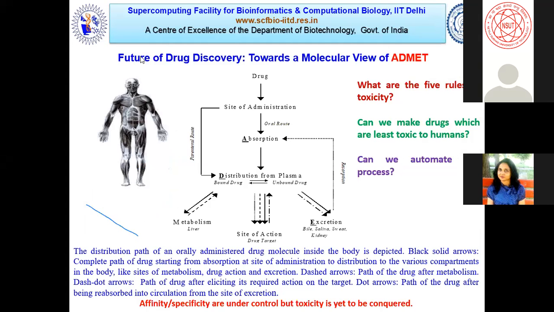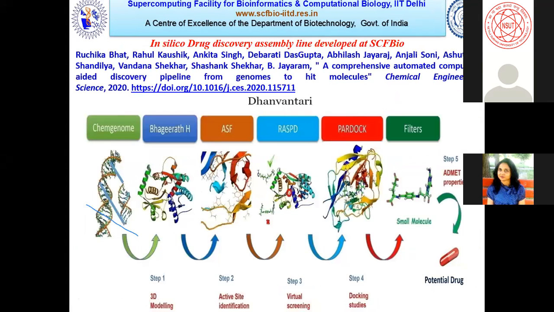So where are we with regard to drug discovery? A, D, M, E, they're conquered. T is not conquered. Absorption, distribution, metabolism, excretion. Toxicity is a tough part, right? If you can conquer it, then we have done a fantastic job of drug discovery. Right, so what I mentioned to you is this Dhanvantari software.